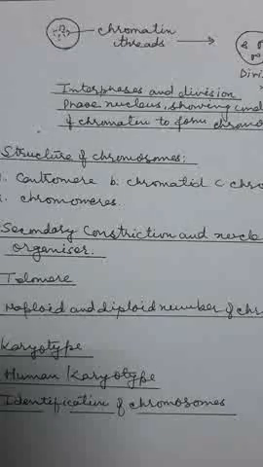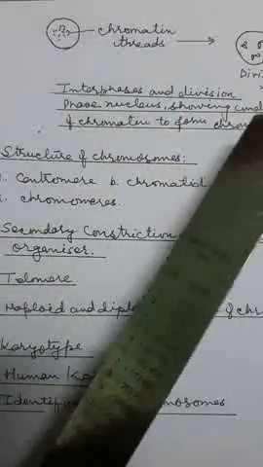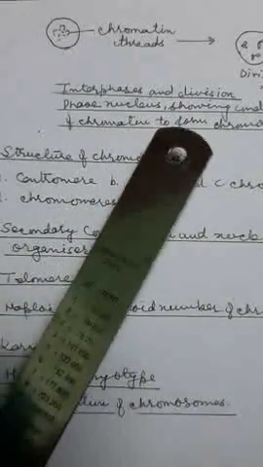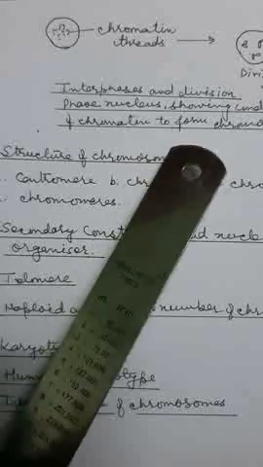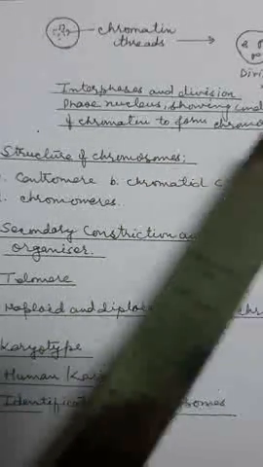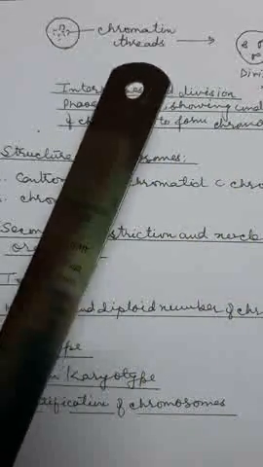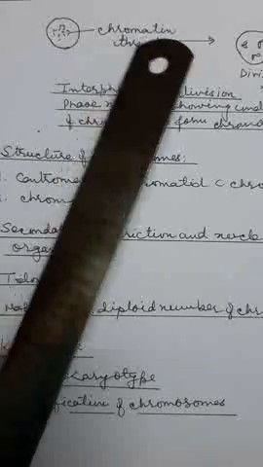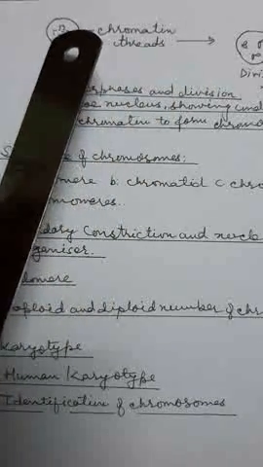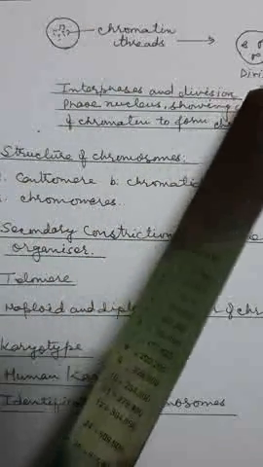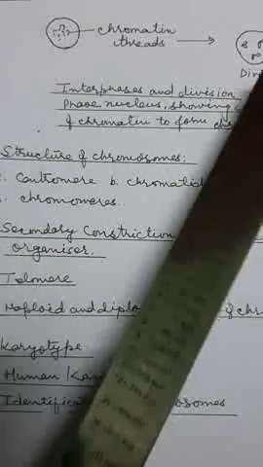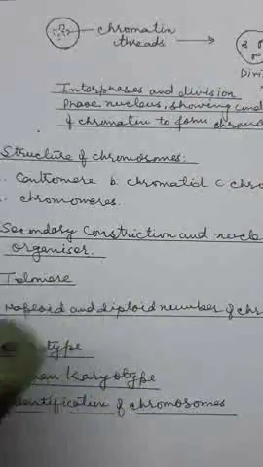This is the diagram of interphase and division phase nucleus showing condensation of chromatin to form chromosomes. In this diagram, chromatin threads are present in this structure and this is the division phase nucleus.